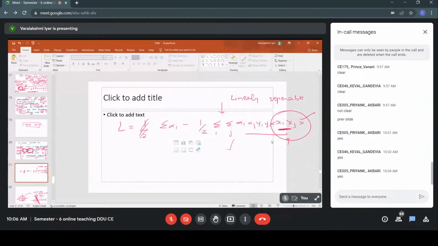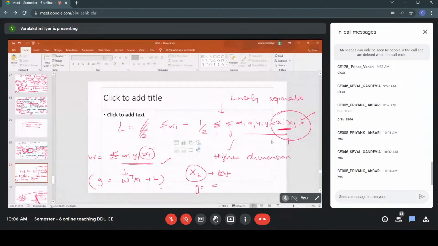So now, if you are converting your data into higher dimension, your W was also equal to summation of alpha i, yi, and xi. This was there in the case of W also. And your final equation, which equals W transpose xi plus B, let us say G is your final equation. And suppose you are finding it for a test data xt. Then G is also equal to summation alpha i, yi, xi, xt plus B. Based on the negative or positive sign, you will be classifying this new test data into the positive class or negative class.